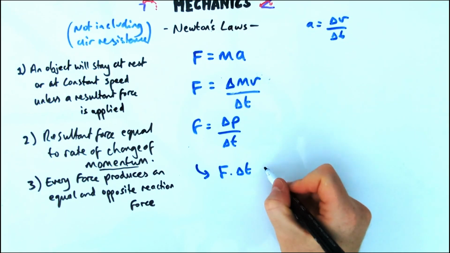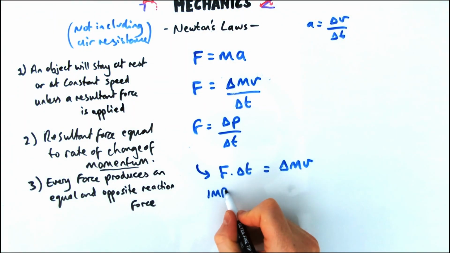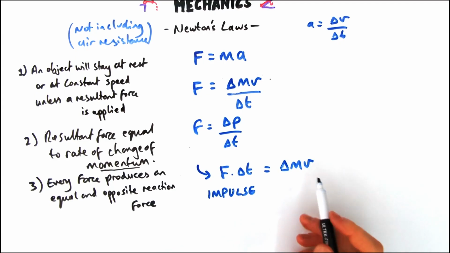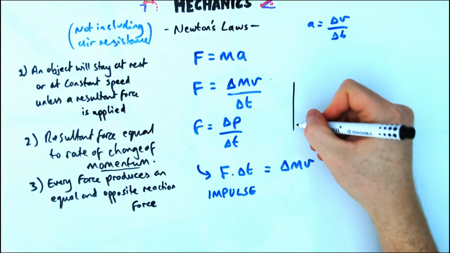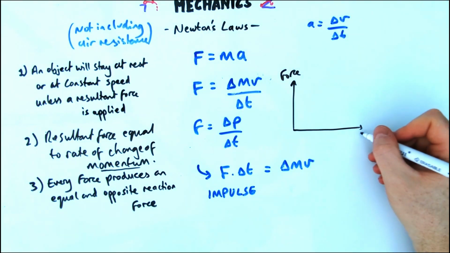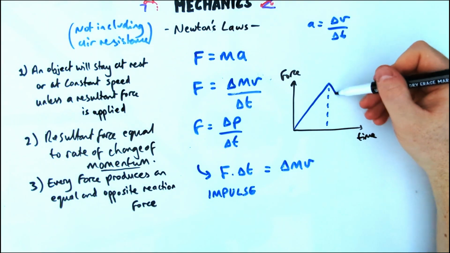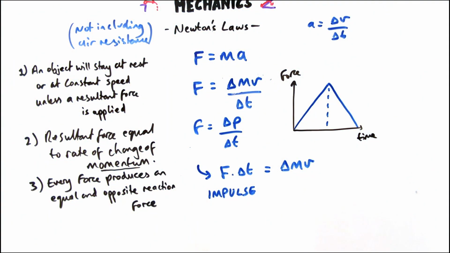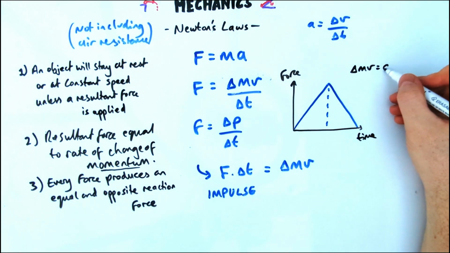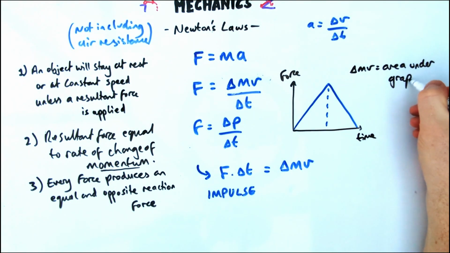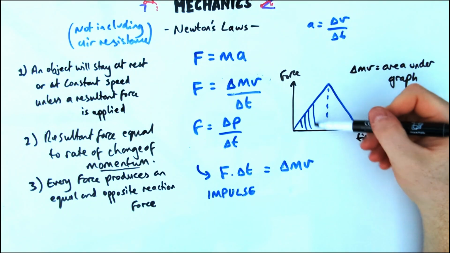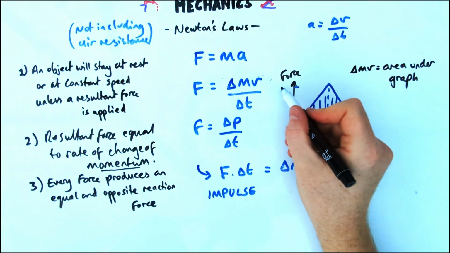If I rearrange this equation slightly, I can come up with this thing called impulse. So impulse is defined by force times change in time, or alternatively defined by change in momentum. Now if we have an object hitting another object, we can draw a force time graph for that collision. The force normally starts at 0, then increases, then decreases again for, let's say, a golf club hitting a golf ball, for example. Now from this graph, the area underneath it equals force times time, which also equals the change in momentum.